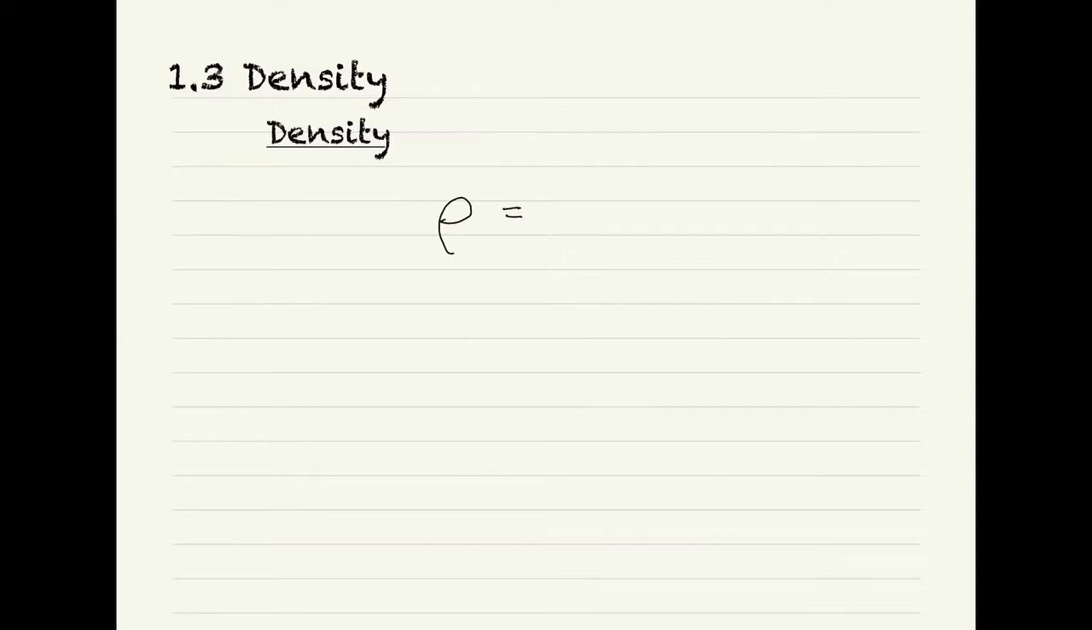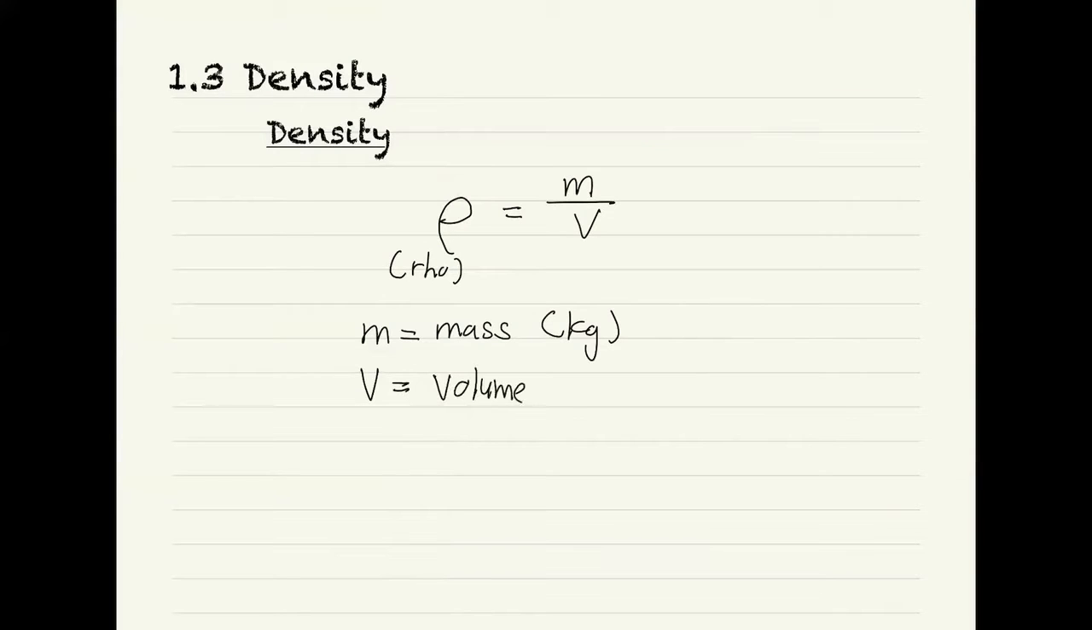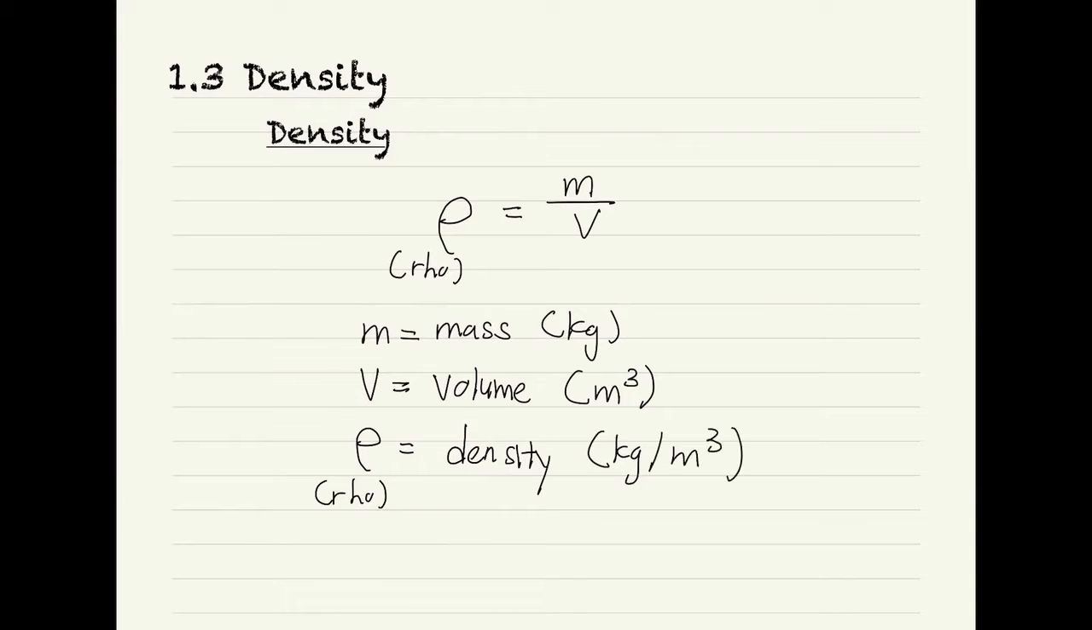Density will be rho equal to m over v. M is mass, unit for the mass is kg. V is volume. Unit is meter cube. Rho is density with unit kg per meter cube.